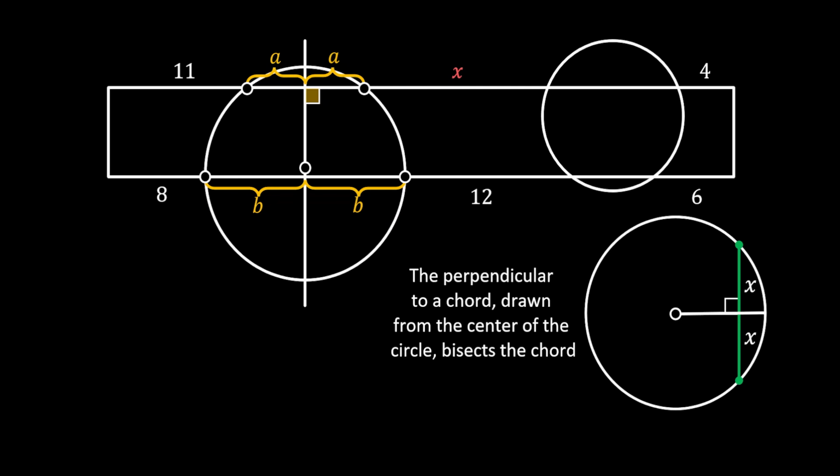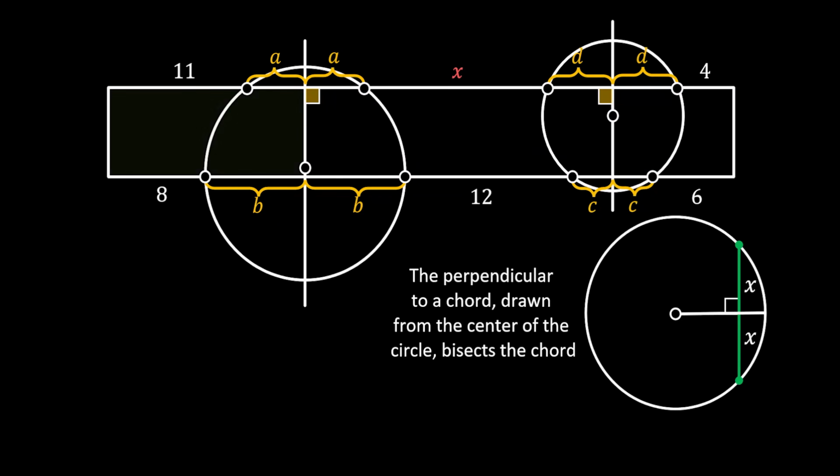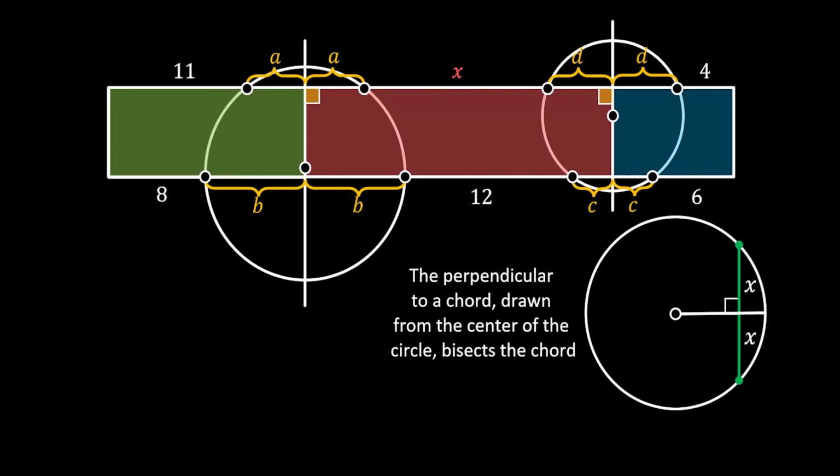Now, let's take a look at the circle on the right, and of course, let's do the same thing. First, for the chord on the bottom, I will label its segments as C, and finally, if we take a look at the chord on the top, I will label those two segments as D. Now, notice one more thing, that those two vertical lines from the centers of our two circles are actually dividing our big rectangle into three smaller rectangles: green one, red one, and blue one.